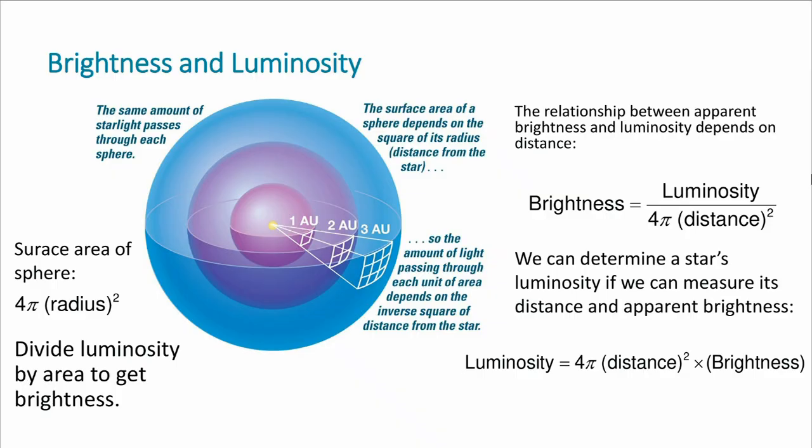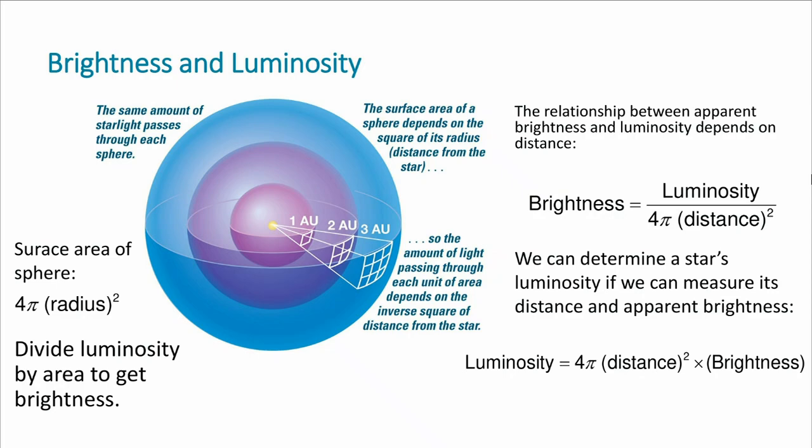So typically, it's easy to measure the brightness of something because that's just the amount of light that hits the Earth. So your detector can count the number of photons that hit it and use that to calculate your brightness.